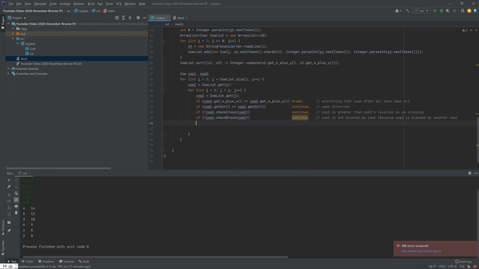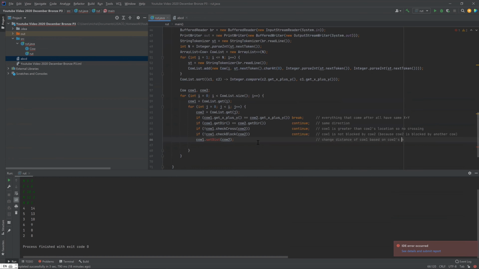And the next, if they don't block each other, then I will adjust the distance. Cow 1 is the cow we're checking, and cow 2 is all the cows that came before it. Set distance, cow 2. And I need to program that. So change distance of cow 1 based on cow 2's location. Just attributes.